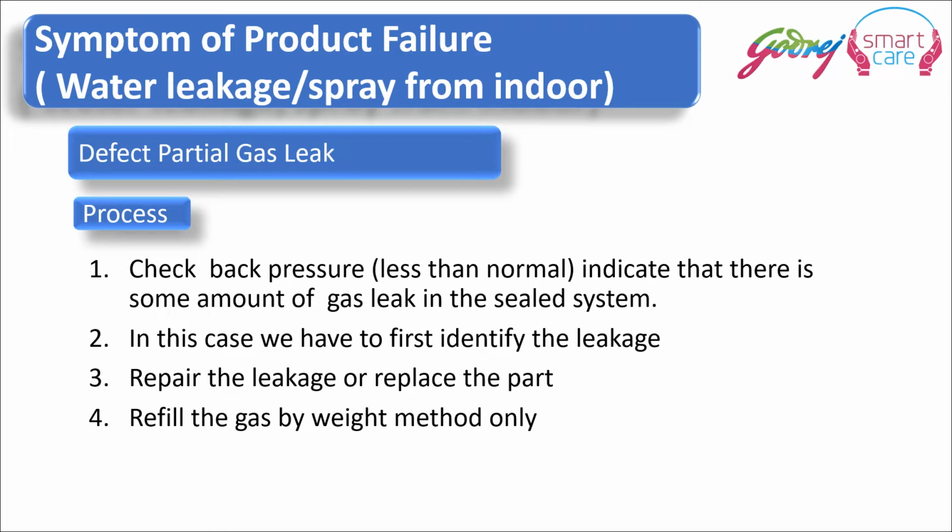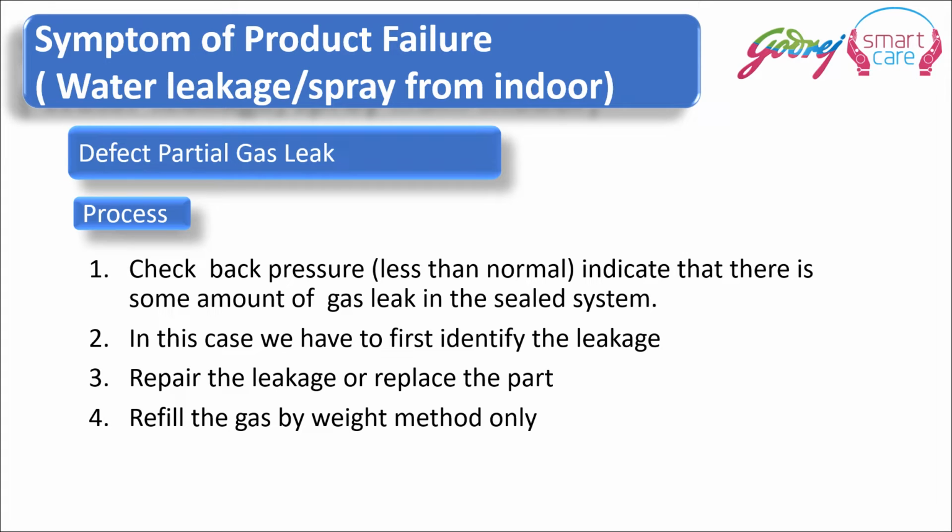To check for this defect, we have to check the back pressure or the suction pressure of the air conditioner when it is running. If it is less than normal, it will indicate that there is some amount of gas leak in the sealed system. Maybe the gas is not completely leaked out, but there is a partial gas leak. The partial gas leak will decrease the suction pressure, and it will result in a lot of ice formation in the indoor unit.